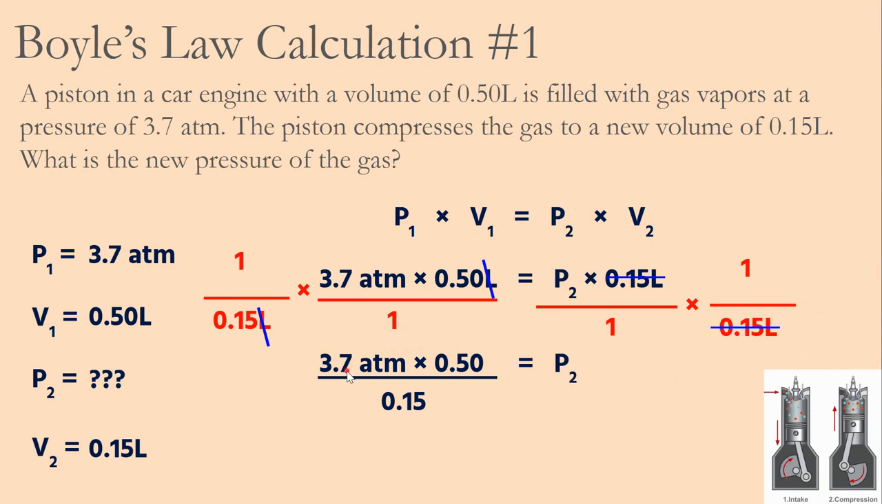Afterwards, we'll do 3.7 times 0.50 divided by 0.15. And so we have 12.33, and the only unit remaining is atmospheres, and that's equal to our final pressure. And we can kind of check this logically. Volume decreased, and pressure went from 3.7 to 12.33, so pressure increased. So this is logical. Let's take a look at a second example that is slightly different, requires one more step.